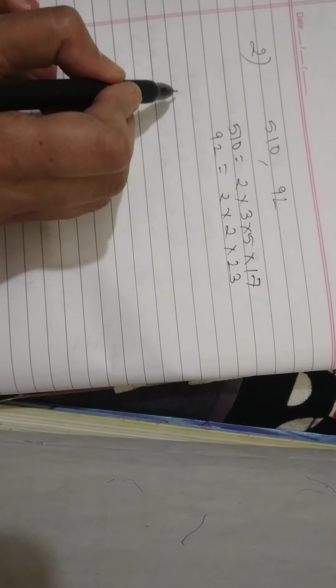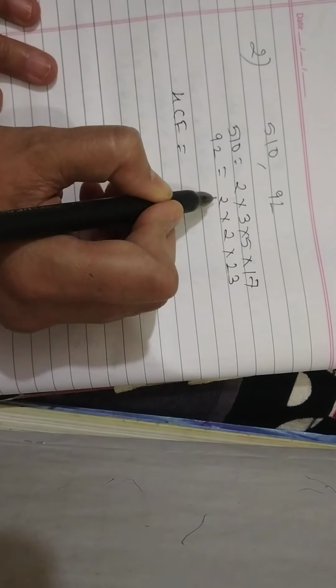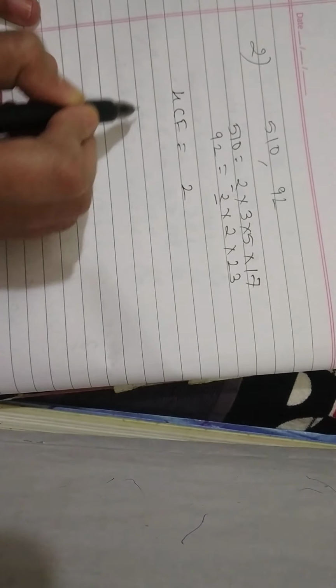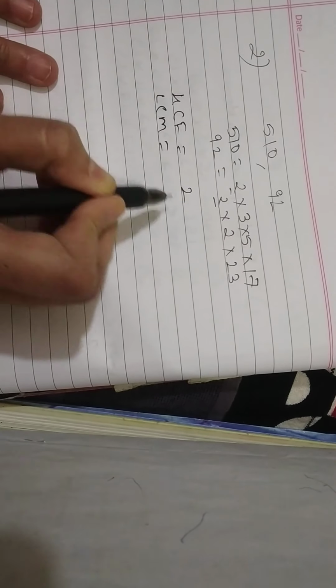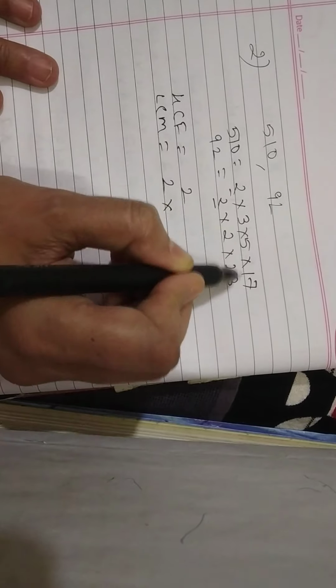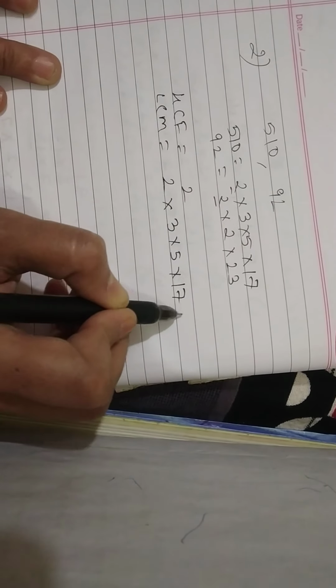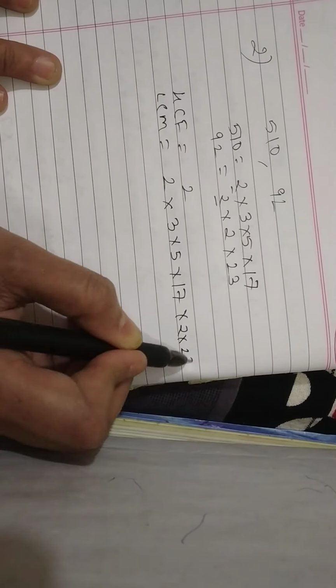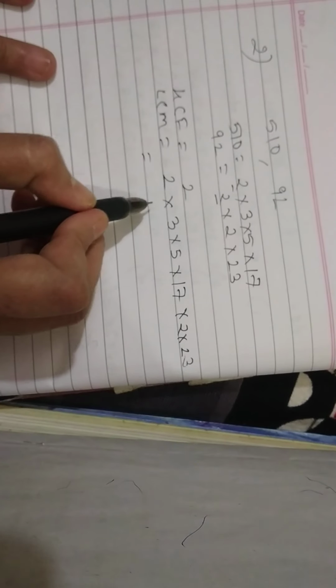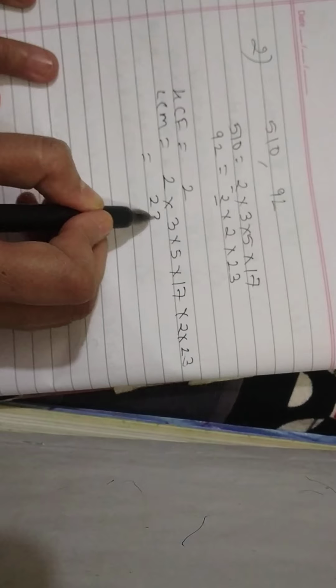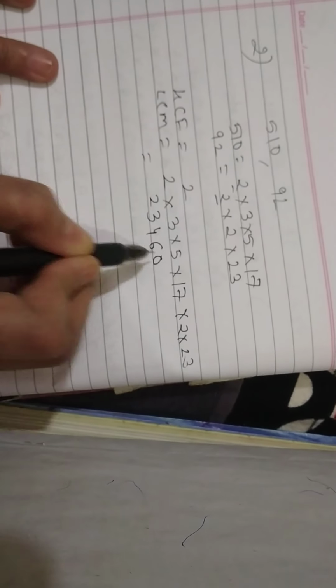So, we'll take out first HCF. 2 is common. Now LCM. What I told you, first we'll take this HCF. What are remaining? 3 into 5 into 17, and here 2 into 23. What will be after multiplying? You'll get 23460.